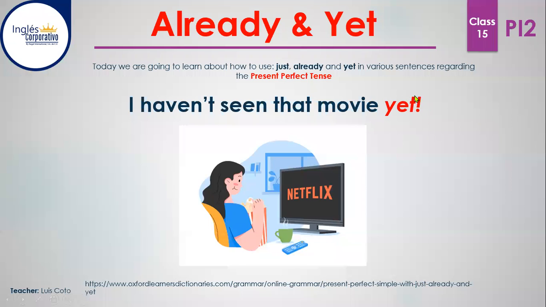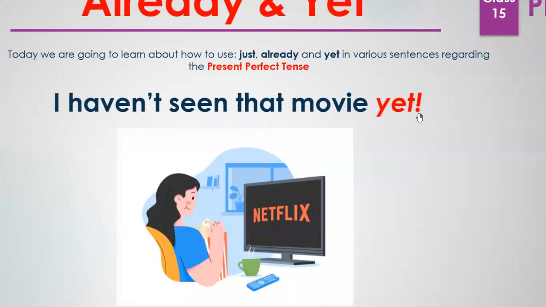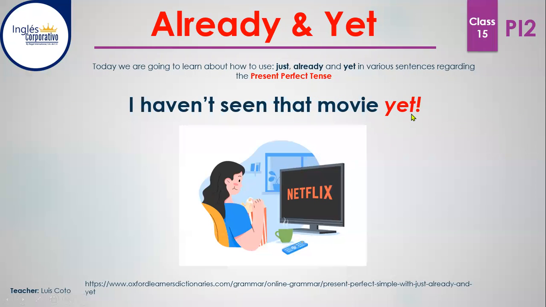What is the meaning of yet at the end of the sentence? Aún, todavía. Todavía no. Okay, correct. Todavía, todavía no, etc. That is the meaning. Yet is at the end of the sentence, if you see. Al final está. Okay, good.